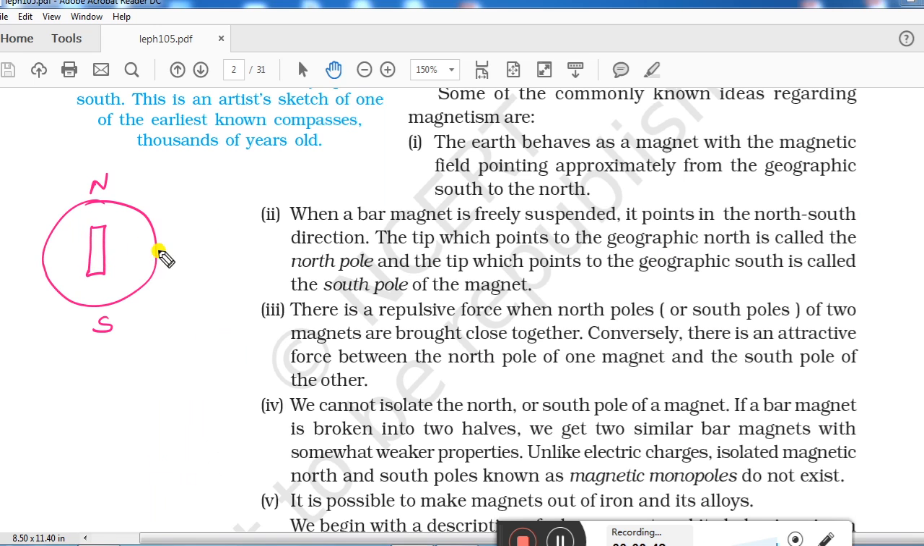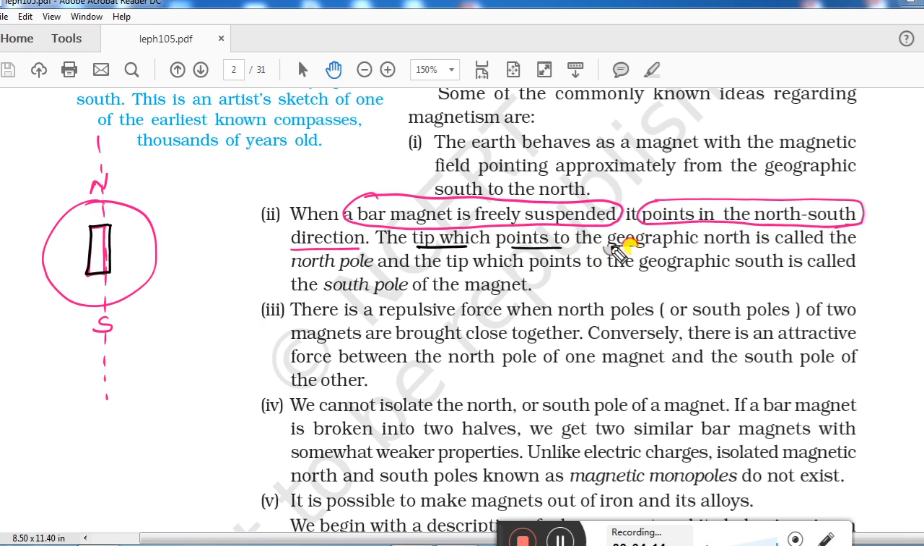Okay, this is your bar magnet. Let us see, it points in the north-south direction. They are saying that if you suspend a bar magnet freely, then in which orientation does it come to rest? It comes to rest in the north-south direction. Children, this is the north-south direction only. That means the bar magnet will rest in this orientation only, with the tip pointing towards geographic north. Which tip is pointing to geographic north? This tip.